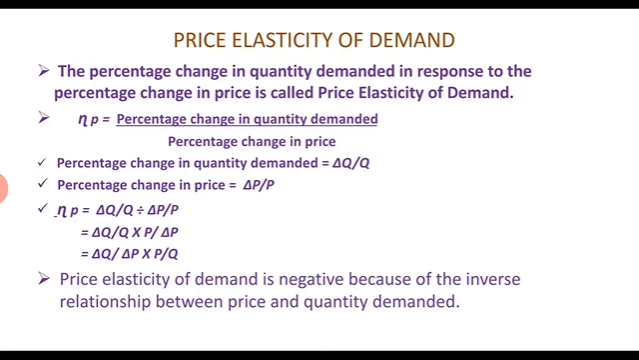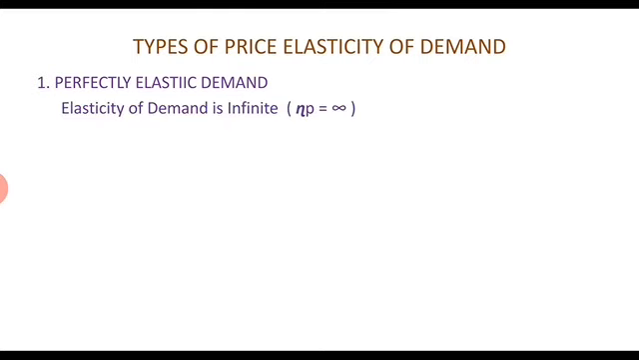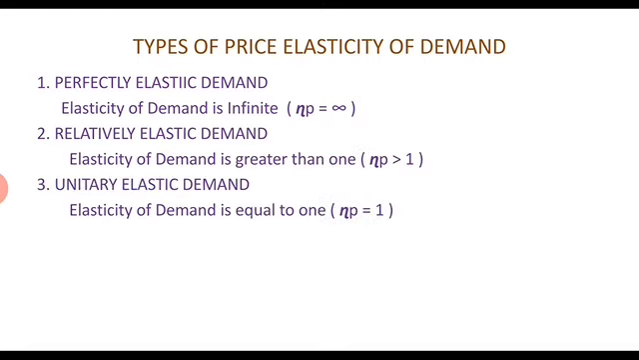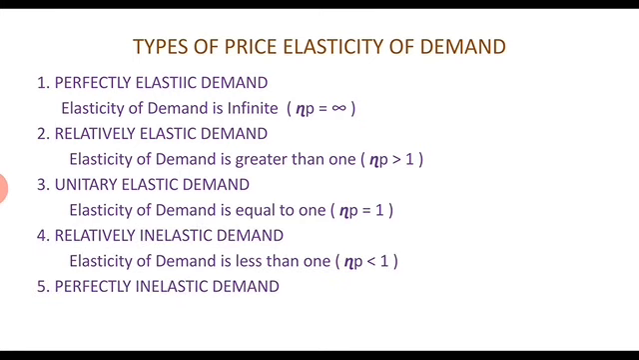The price demand elasticity is negative because there is an inverse relationship between price and quantity demanded. Types of price demand elasticity. In price demand elasticity, there are five types: perfectly elastic demand, relatively elastic demand, unitary elastic demand, relatively inelastic demand, and perfectly inelastic demand.